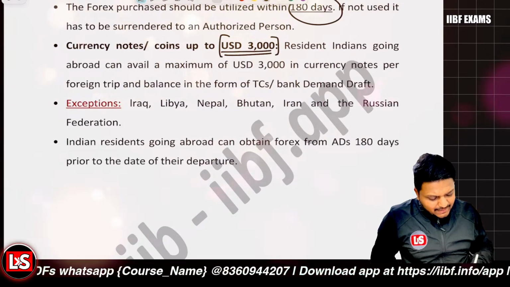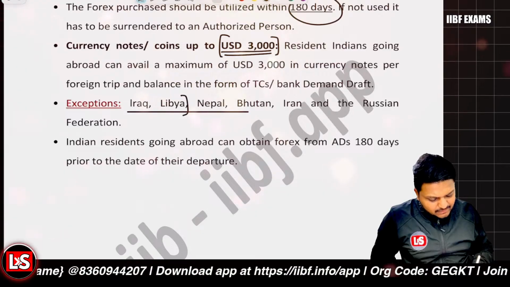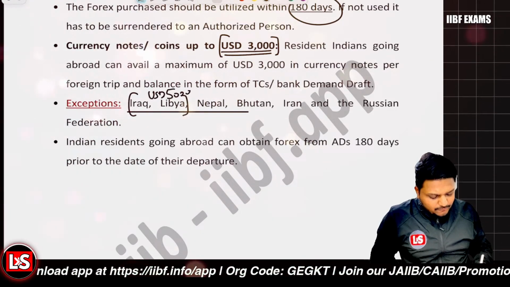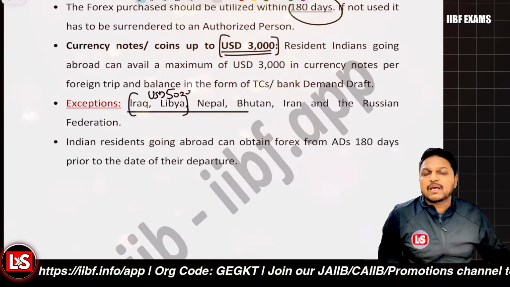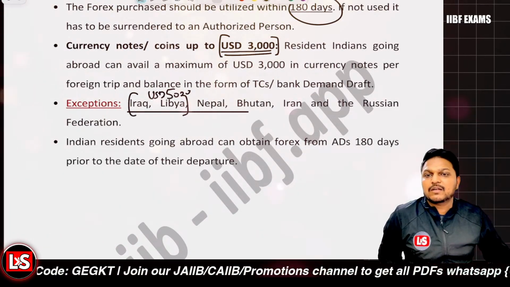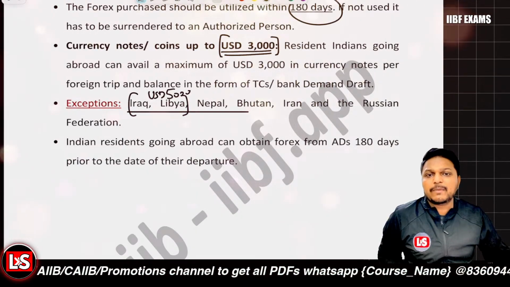For Libya, Iraq, Nepal, Bhutan, there are limitations. For Libya and Iraq, the limit is USD 5000. If you're going for Hajj pilgrimage, then there is no limit related to foreign currency notes and foreign currency coins. In that scenario, there is no limit related to it.